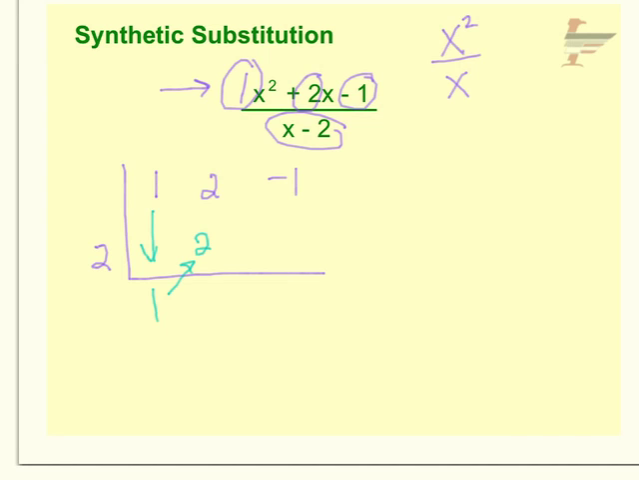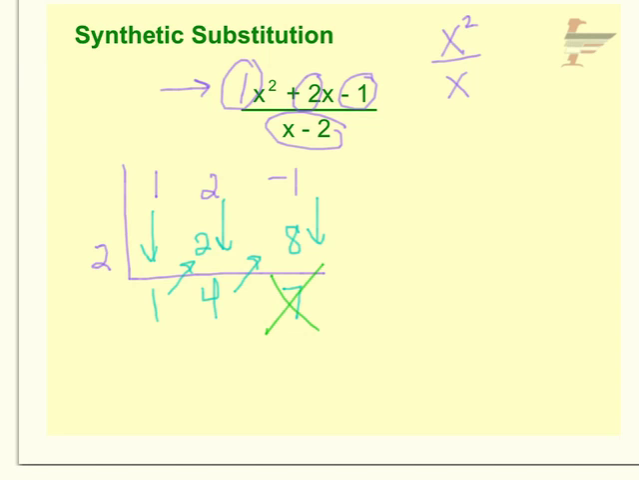Remember, your answer goes up here. And then we add down. 2 plus 2 is 4. Now take 4 times the 2 over here. 4 times 2 is 8. And then we add down. Negative 1 plus 8 is 7. So here's where there's more of an explanation I can talk about in class. But basically, this last number of 7, cross it off, it's not part of your answer.